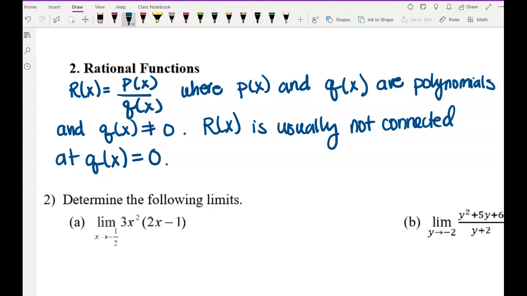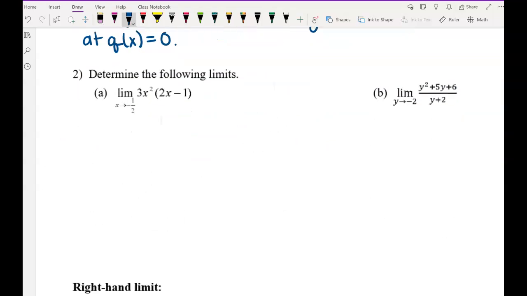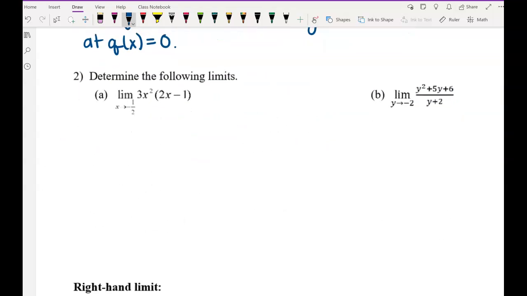Now, to find the limit of this, since we know this is going to be some sort of discontinuity, some sort of asymptote or a hole, we can't just go straight and use algebra 1 to find the limit. So let's go do example 3. Can you see that example 3 has two examples? Determine the limit for both.